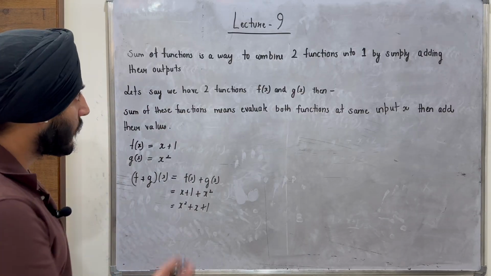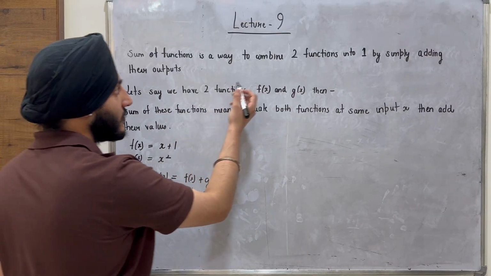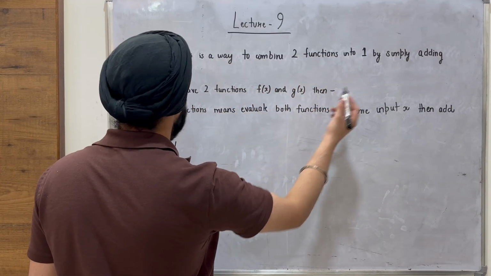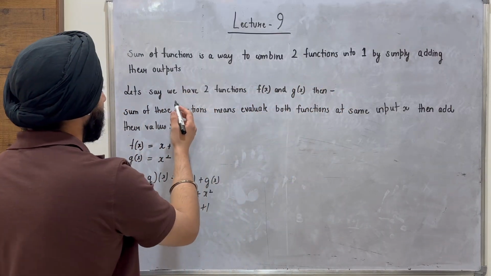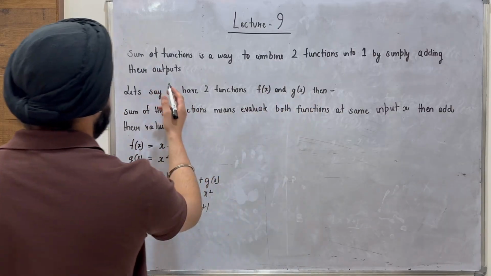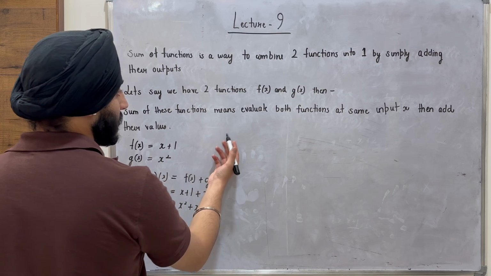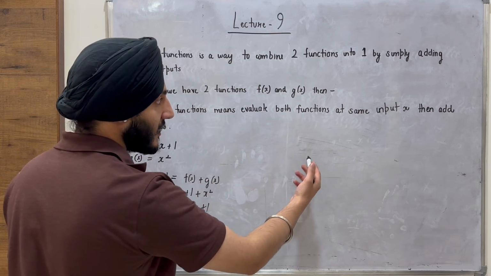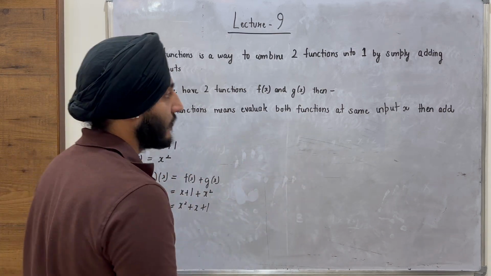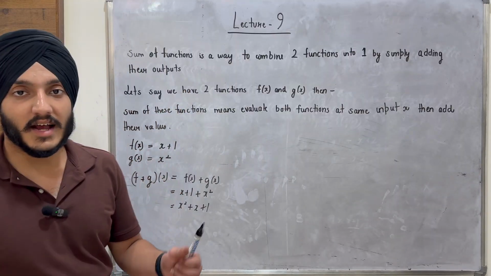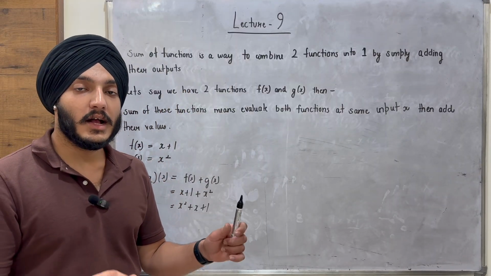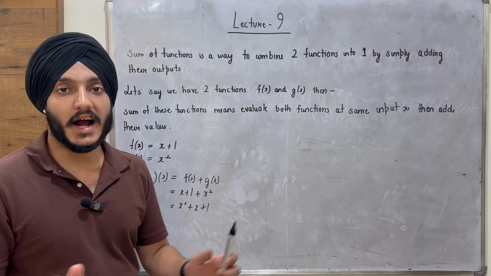So, to start with, what is the definition? The sum of functions is a way to combine two functions into one by simply adding their outputs. So let's say we have two functions f of x and g of x. Then the sum of these functions means evaluate those functions at the same input x and then add their values. In very simple words, I find the outputs of f of x and g of x and then I add both of them.